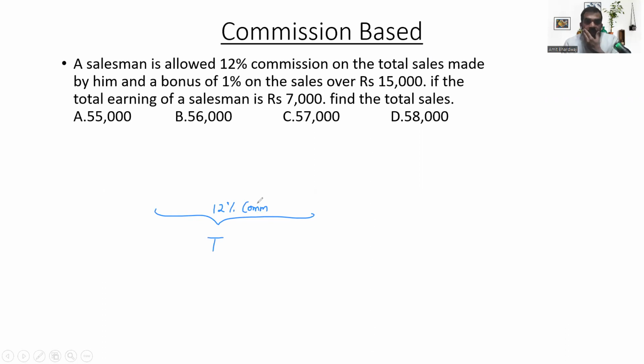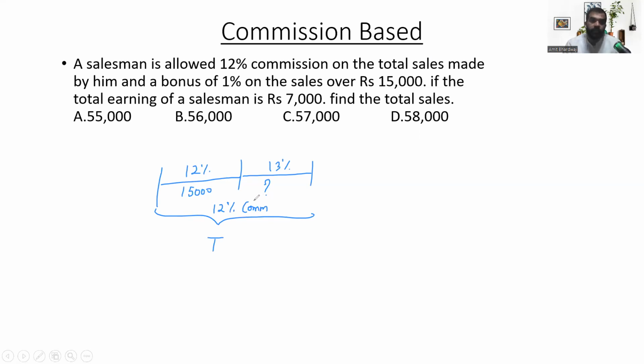Now a bonus of 1% on the sale over 15,000. So till 15,000, there is a 12% commission, but 1% more after 15,000. Till 15,000, there is a 12% commission, and after 15,000, 1% more means 13%. Please understand, right? We don't know this.